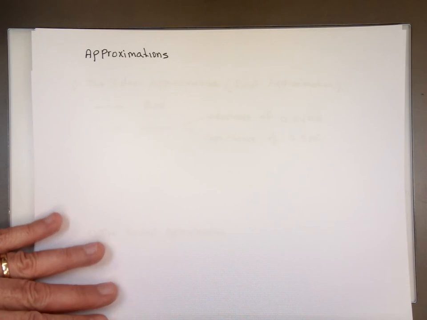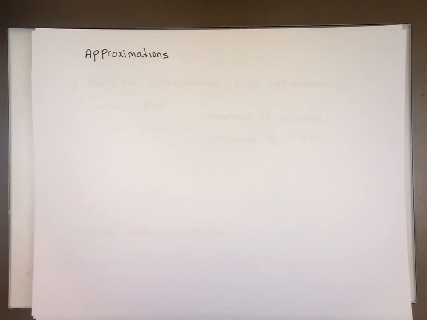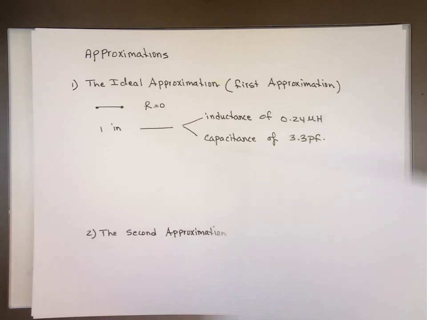In this video, we're going to talk about approximation. When you go to the lab and you grab a voltage source of 10 volts, we make the assumption that's really a 10-volt source. Or when we grab a wire, we go, oh, this wire has a zero resistance. That's not true. So let's talk about the first approximation, which is the ideal approximation.